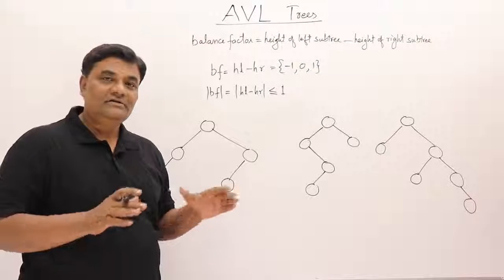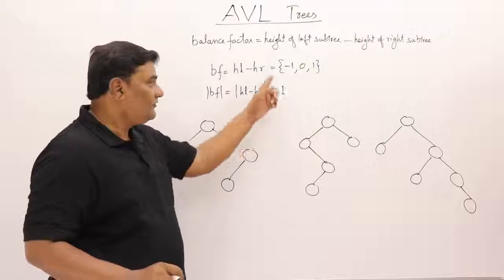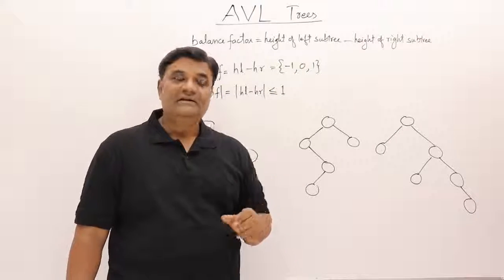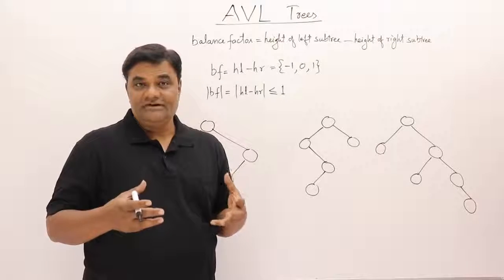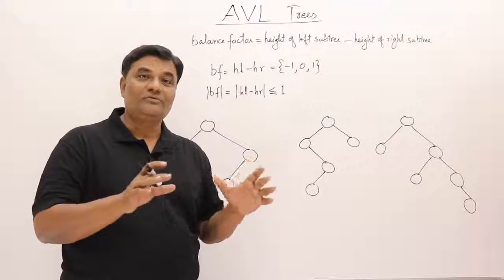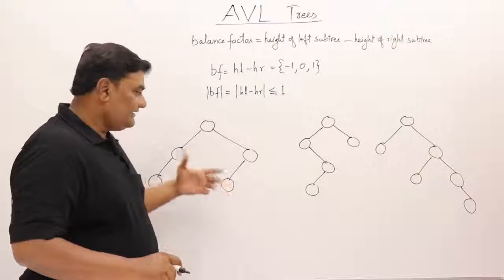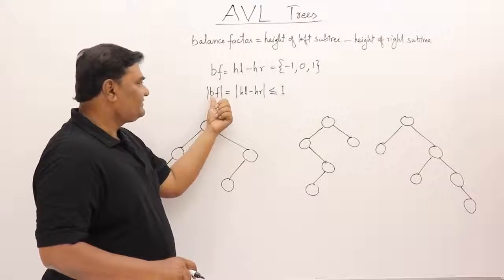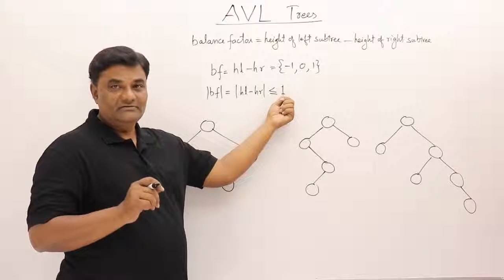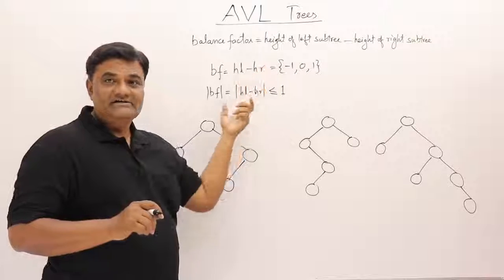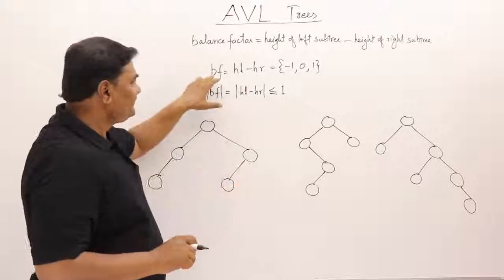Not greater than 1, not less than -1. If any node has a balance factor within these 3 values only, then the node is balanced. Otherwise the node is imbalanced. If any node is imbalanced, we should do something for balancing it. That is, we should perform rotations for balancing that one. How to calculate the balance factors? Let us see. One more formula I have written here: the absolute value of balance factor should be less than or equal to 1. Means minus or plus, if you take it as positive only, then it should be either 0 or 1. So we'll use this one.